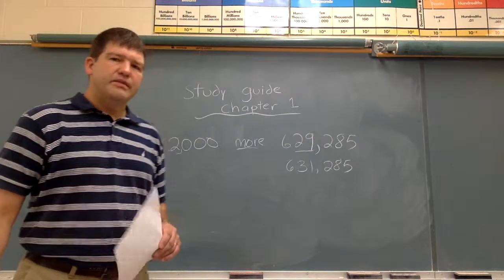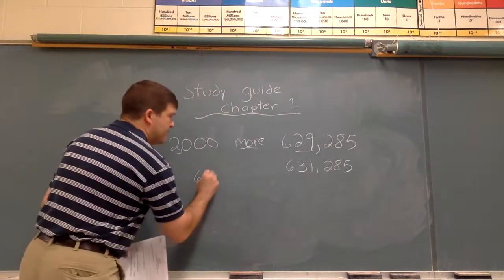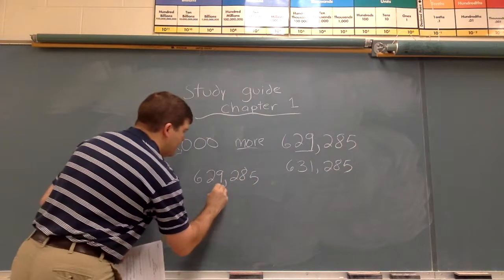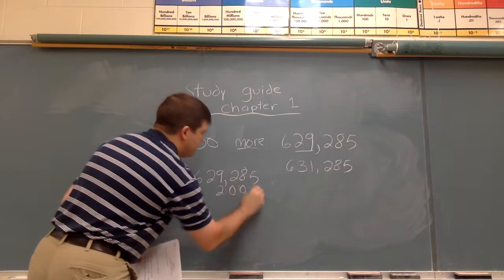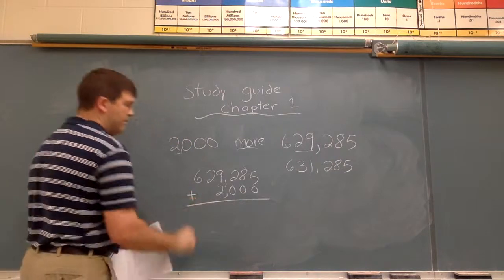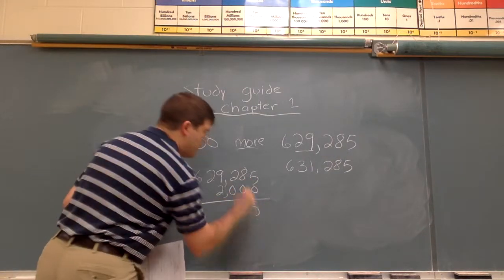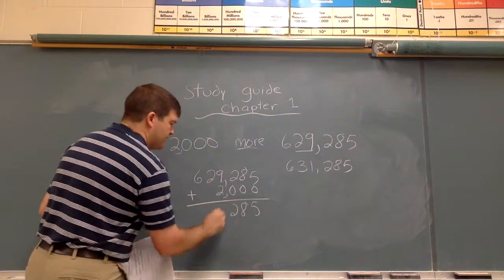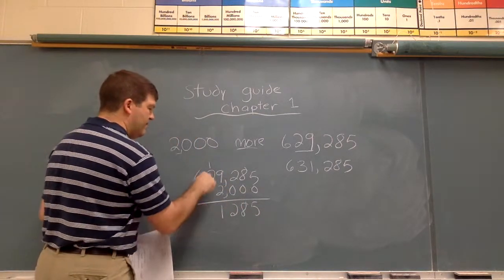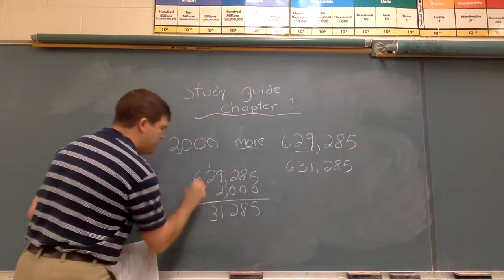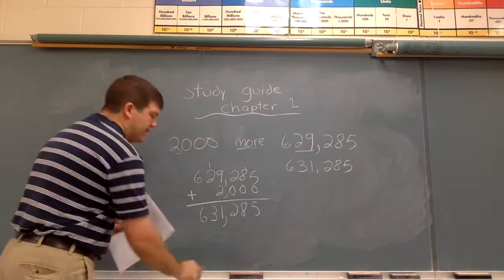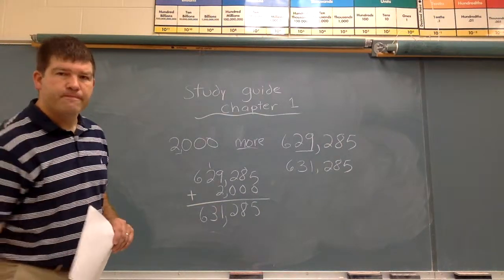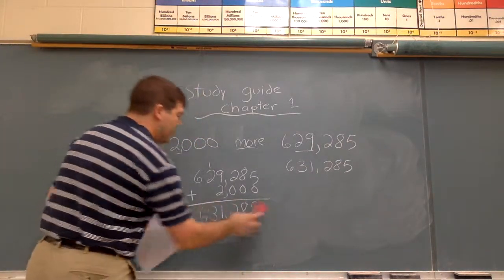So if you want to, you could take 629,285, line up the place values, and add. 5 plus 0 is 5, 8 plus 0 is 8, 2 plus 0 is 2, 9 plus 2 is 11, put your 1, carry your 1, 2 plus 1 is 3, and your 6 comes down, and you get 2,301,285. Either way, it's good, it's just the same answer.